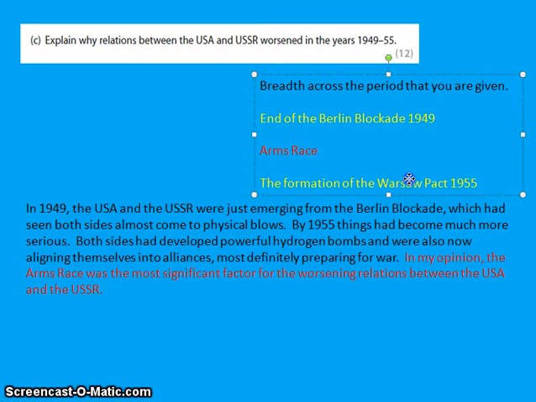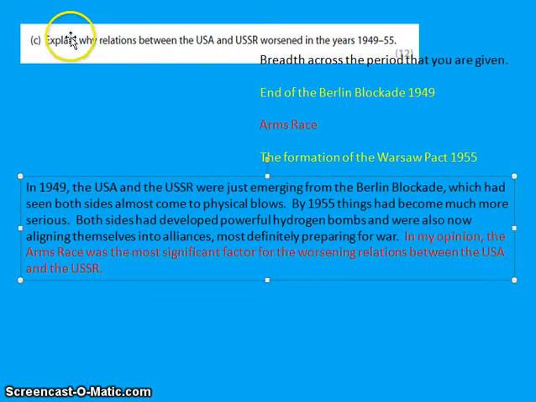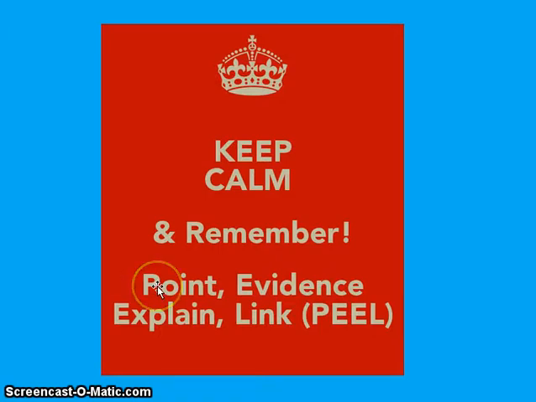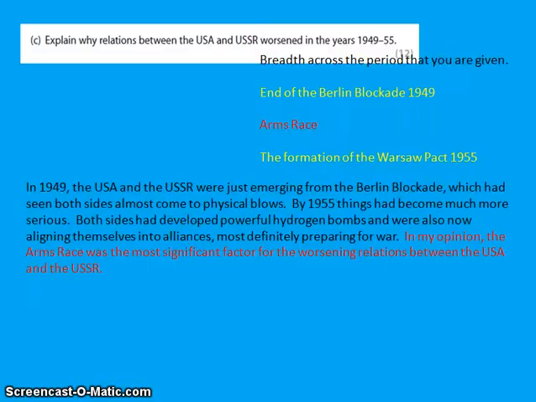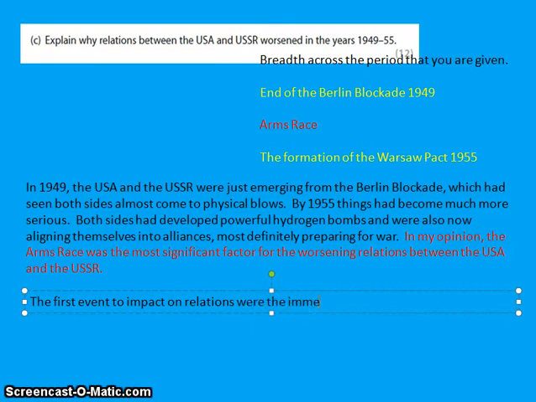Okay, so let's move on to our first point. Now remember, this question is all about explaining. You've seen this before. What we're looking to do is make a point, give some evidence, but then really explain how that event affected the relations between the USA and the USSR, and if possible we're going to try to link between these events that we've chosen. So let's just insert some text and let's make a start. So we might say that the first event to impact on relations were the immediate consequences of the Berlin blockade. I'm going to abbreviate here because it will take up too much room. So that's our point.